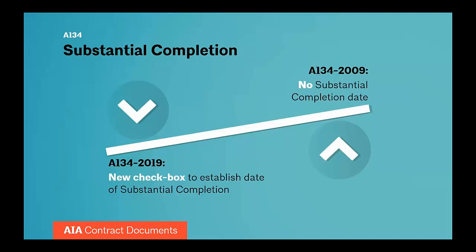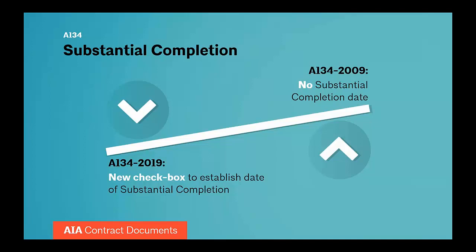So probably the most significant edit to A134 that was not an edit that we made in A133 and carried into A134 is the inclusion of a new section on substantial completion and the opportunity to establish a substantial completion date in the agreement. In prior versions of the document, the parties did not have a contractual obligation to address substantial completion until the CM submitted the control estimate to the owner.